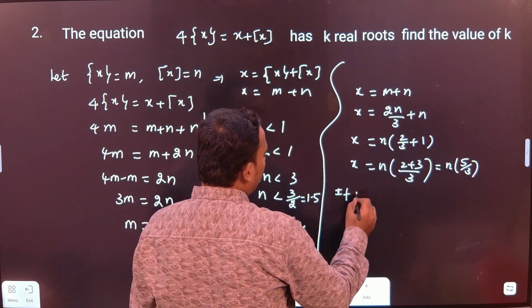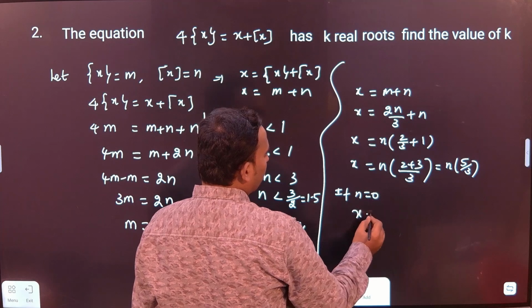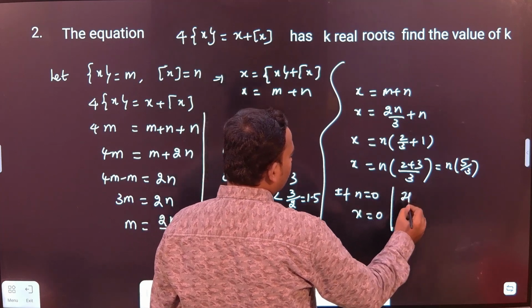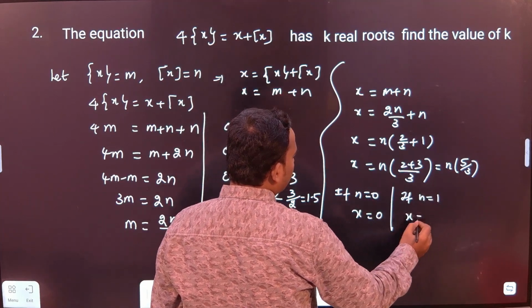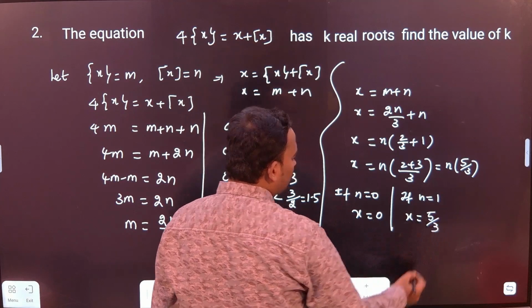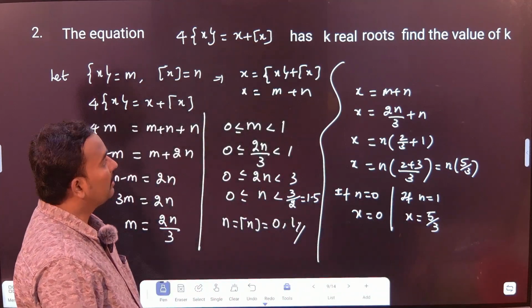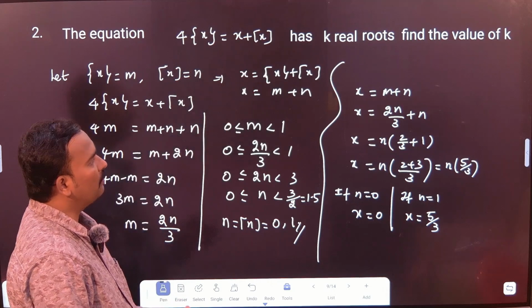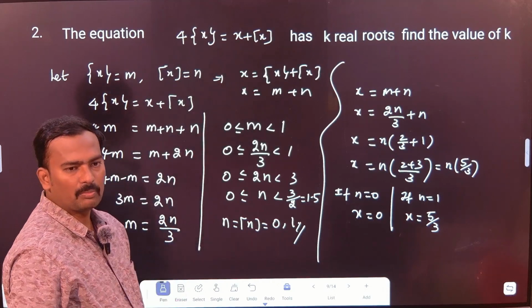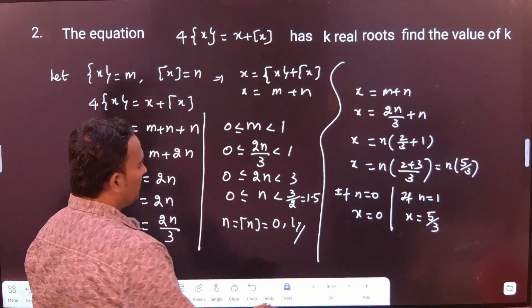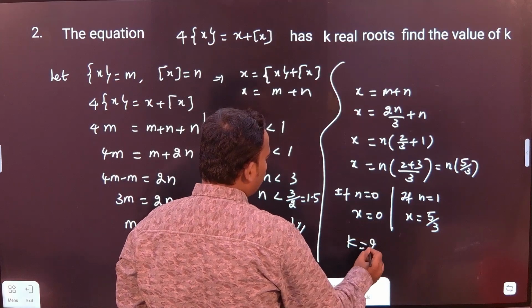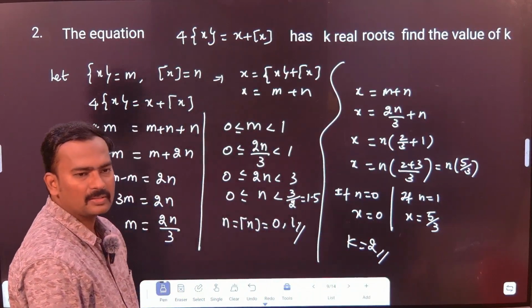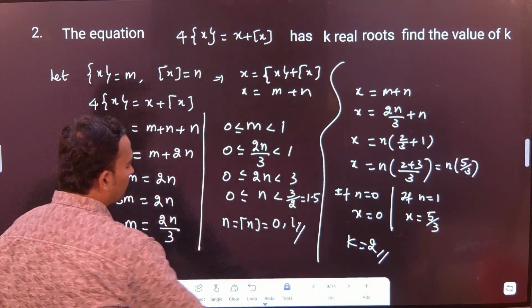Suppose if n is equal to 0, what is the x value? 0. If n is equal to 1, x is equal to 5 by 3. So here also 2 solutions. Therefore, the k real roots are possible. The value of k here is 2. The number of roots is 2. So k here is what? 2. I hope everyone understands. Okay, let's go for the next question.